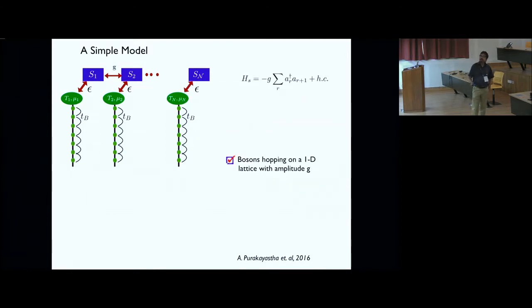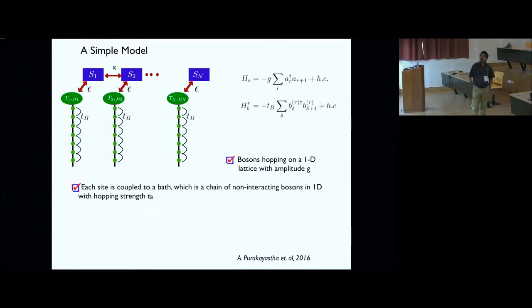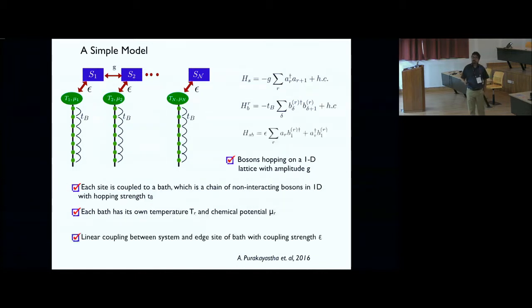Particles hopping on a lattice with some amplitude g. Each one is coupled to a bath, which is also like a linear chain. It's coupled at the end of the linear chain. It has some scale TB, which will give you the bandwidth of the bath. Okay. Each bath can be set to its own temperature and chemical potential. Linear coupling between systems and each site with a band of the bath with a coupling strength epsilon. So this is the simple model that we would like to understand and ask what happens out of this.